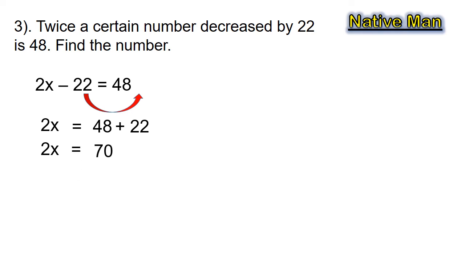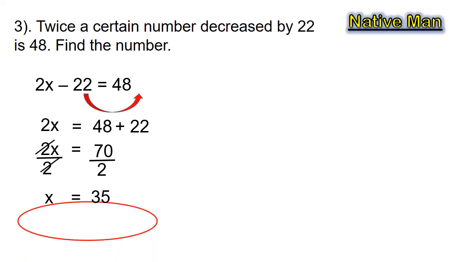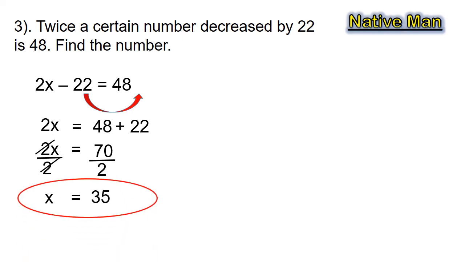Since ang hinahanap po natin ay x, may kasama po yung x, we remove 2 there. So, to remove 2, divide by 2 to both sides of the equation. And then cancel 2. So, matitira po sa left side ay x is equal to 70 divided by 2 is equal to 35. So, x is equal to 35 and that is the number.